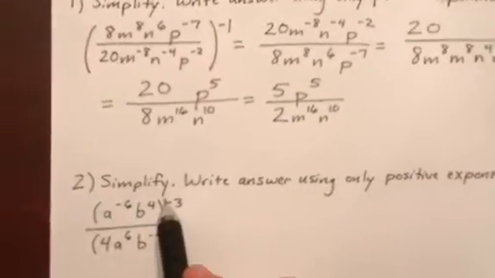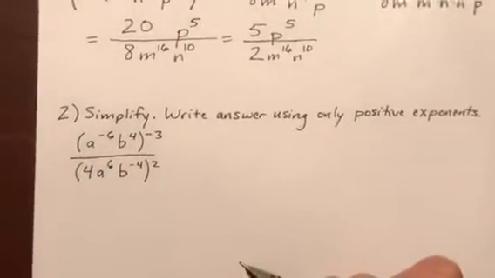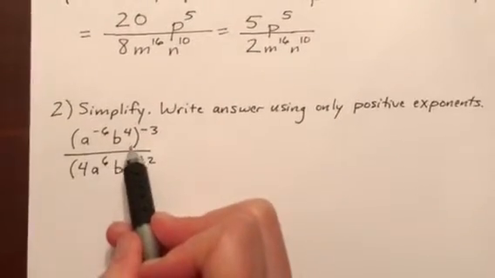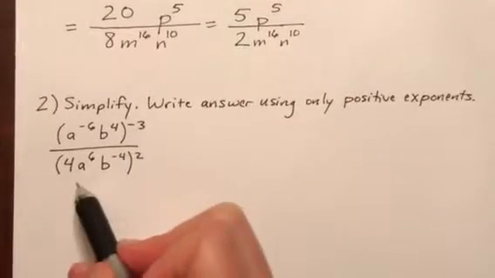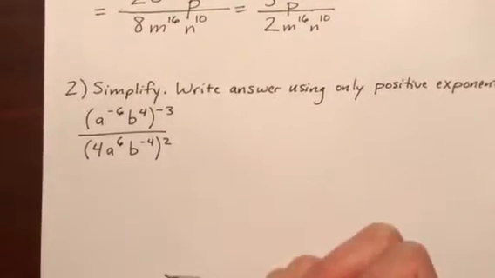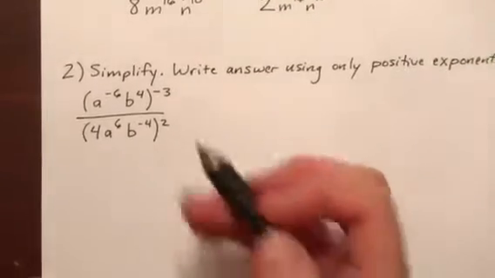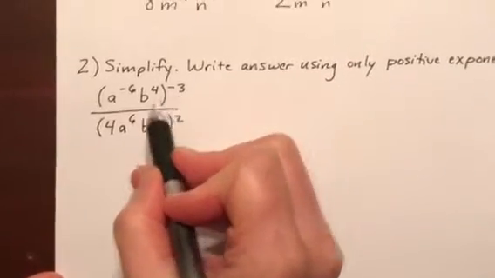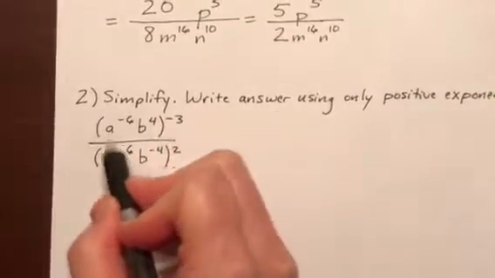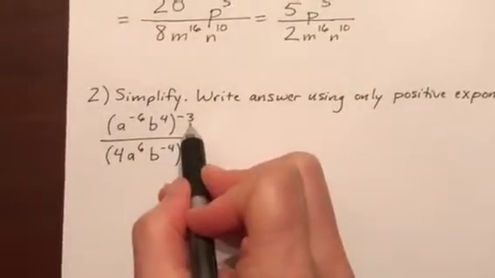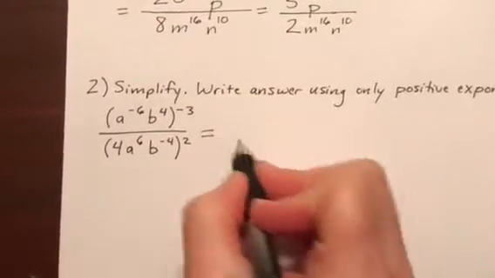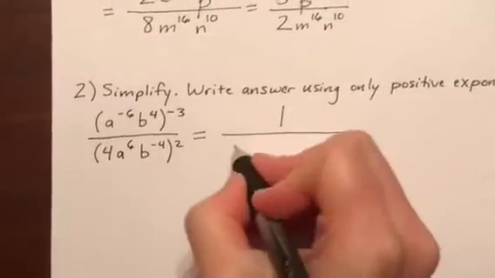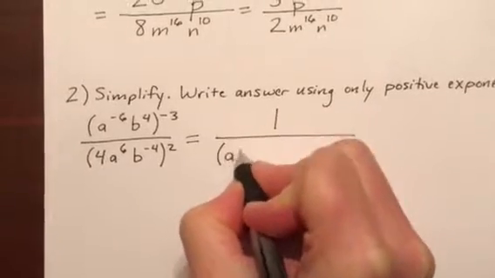My second example says, simplify, write answer using only positive exponents. You notice I have another fraction, this time with parentheses on top and an exponent on the outside, and a different set of parentheses and exponent on the bottom. And so I'm going to simplify this negative exponent by moving this entire set of parentheses down to the denominator of the fraction and making that a +3. That would leave me just a 1 in the numerator. And so everything is in the denominator now.